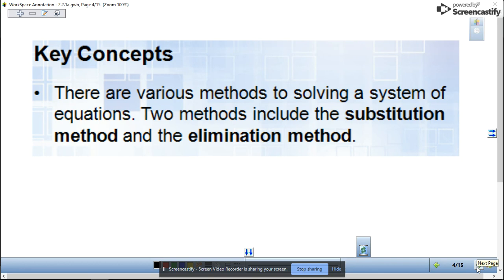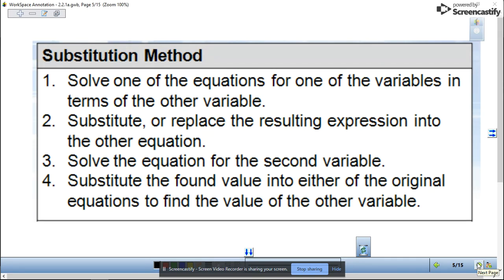The main two methods that we're going to talk about in this lesson are substitution and elimination. The third one is graphing. But again, we're not going to really go through graphing because hopefully you can graph two lines at this point and see where they cross. So substitution method, make sure you solve for one of the variables and then you plug that solution into the other equation for that variable. I'll show you an example of that in just a second. Solve for the second variable and then plug back in to find the original.